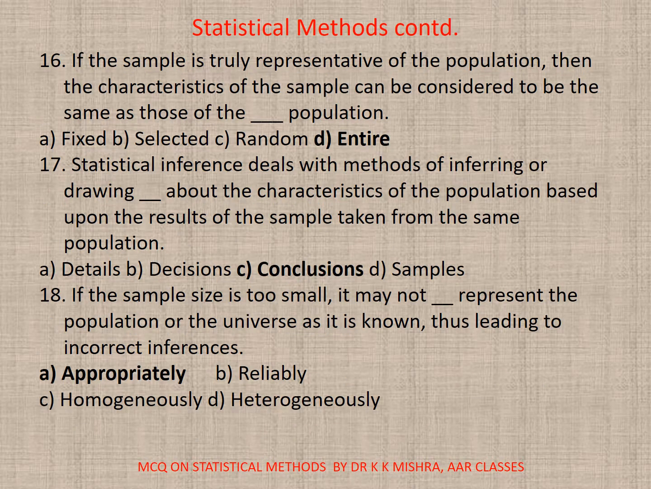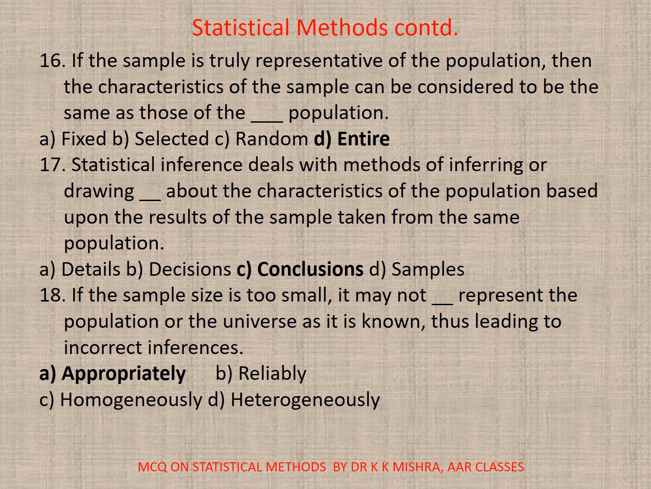Available. 16. If the sample is truly representative of the population, then the characteristics of the sample can be considered to be the same as those of the dash population: A. Fixed, B. Selected, C. Random, or D. Entire. The correct option is D. Entire.